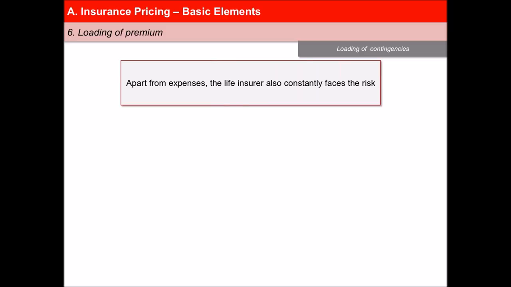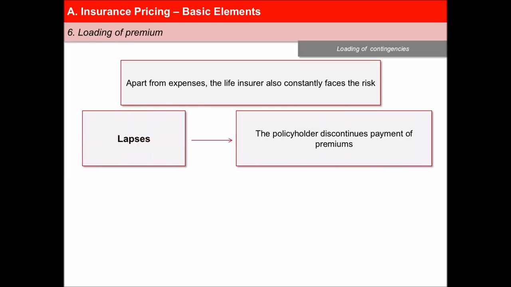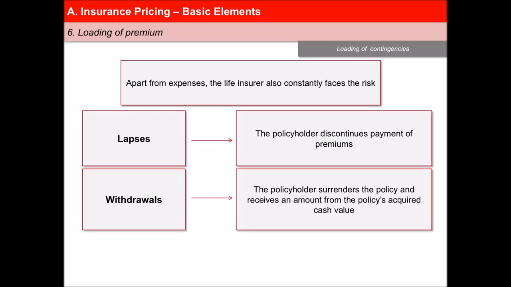Apart from expenses, the life insurer also constantly faces the risk that actual experience may be different from the assumptions made at the stage of designing the contract. To understand contingencies, we must be acquainted with the concept of lapse, which means that the policyholder discontinues payment of premiums, and withdrawals, which means that the policyholder surrenders the policy and receives an amount from the policy's acquired cash value. Lapses can pose a serious problem because they typically happen within the first 3 years, with highest incidence being typically in the very first year of the contract.